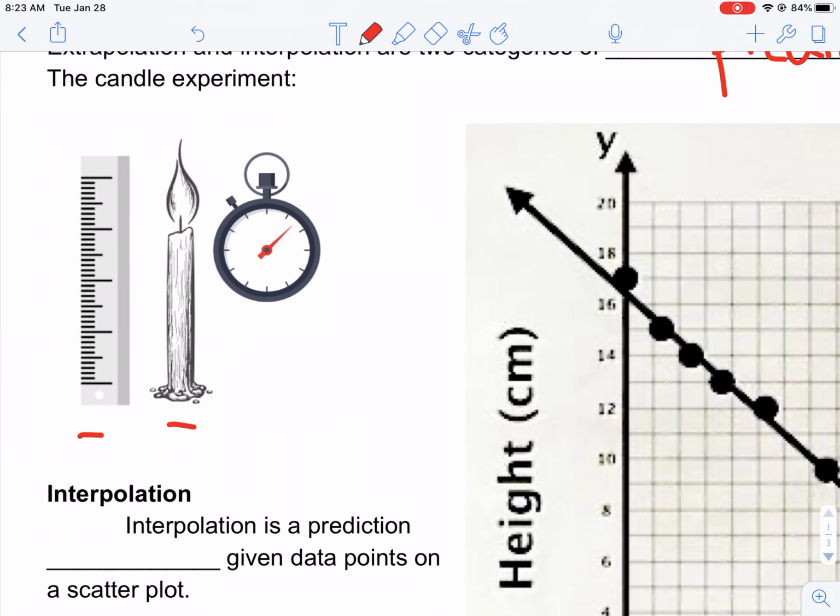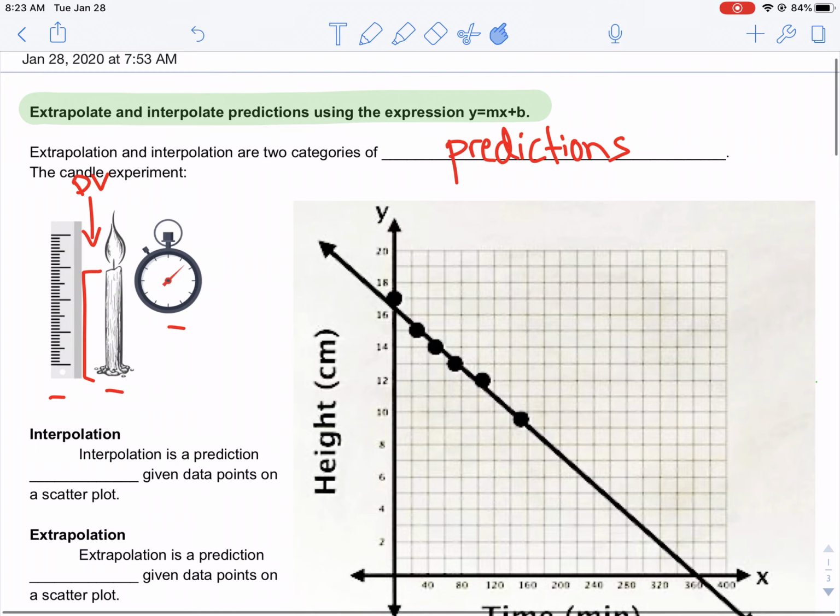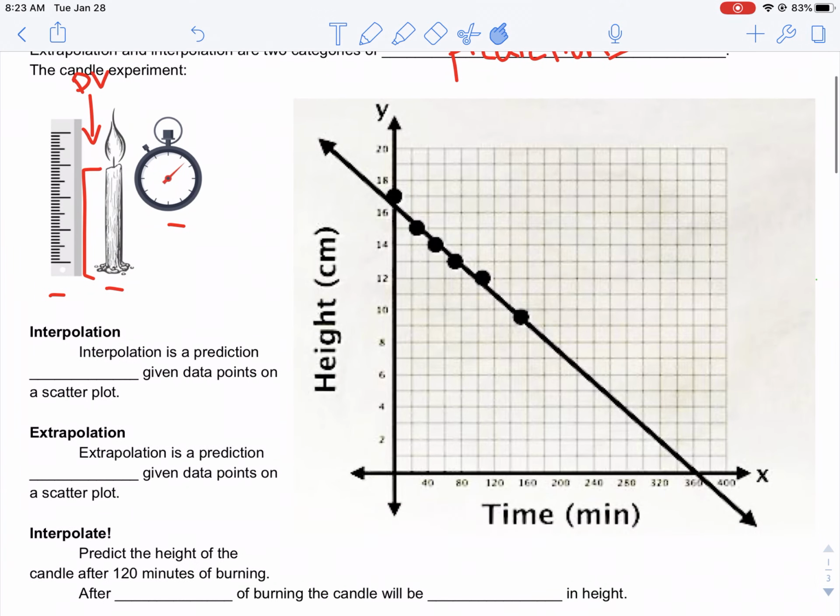So we have a ruler, a candle, and a stopwatch. We're going to start the stopwatch, and we're going to measure how high the candle is as it's burning. So this is going to be our dependent variable. This is what we're measuring, and it's dependent on how much time is passing and how much it's being burned. So here's our graph on the right.